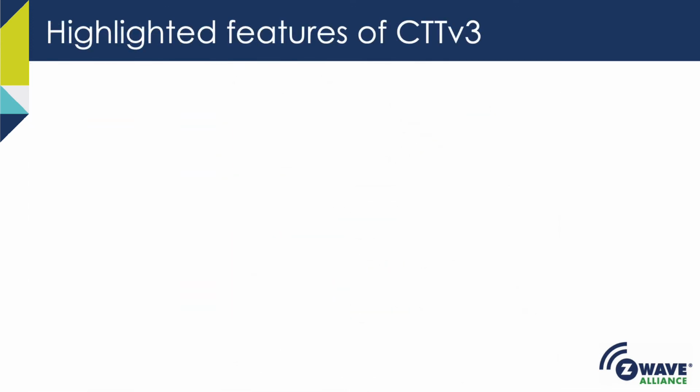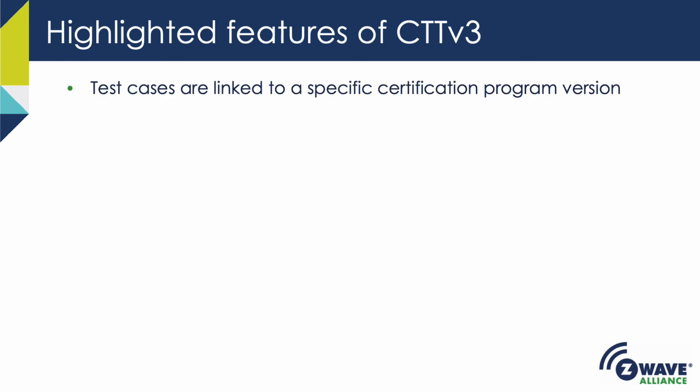A few more key highlights and features of the new CTT version 3 tool. First, the set of test cases are always linked to a certification program version. This means that later recertifications with the CTT version 3 can use the same set of test cases as the original certification portal case. Most of the manual wiki page tests are replaced by automatic or semi-automatic test cases in CTT version 3. This means these test cases do not require tools like the PC controller or the sniffer tool anymore.